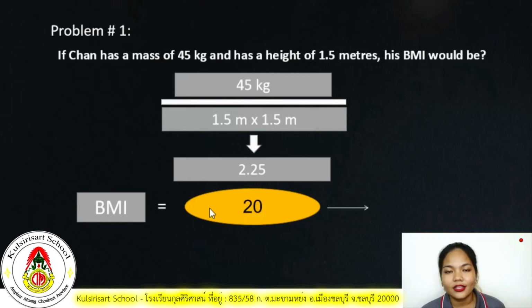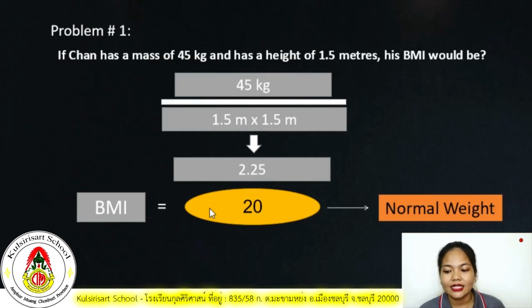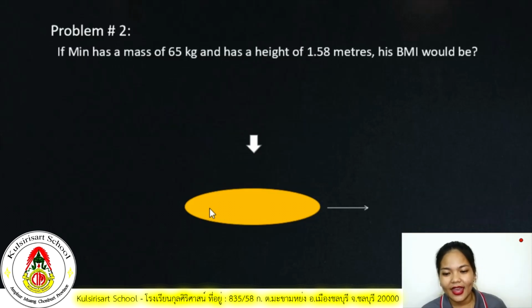Now, based on the chart that I've shown a while ago, where does Chan belong? Is he normal, obese, underweight, or extremely obese? So, if Chan's BMI is 20, he is normal weight. Okay, so his weight is normal for his height. Okay, now let's have another example.